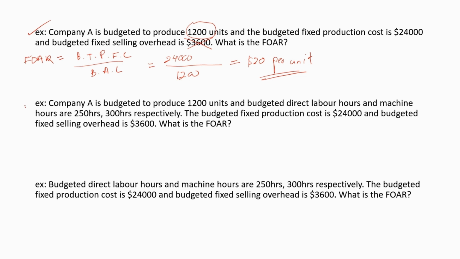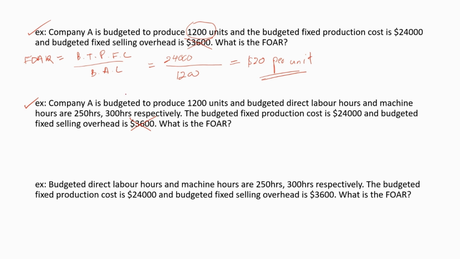Now let's do this example. Company A is budgeted to produce 1200 units, and budgeted direct labor hours and machine hours are 250 hours and 300 hours respectively. The budgeted fixed production cost is $24,000 and budgeted fixed selling overhead is 3,600. What is the FOAR? Now we know in order to calculate the FOAR, we do not consider the non-production costs. So this 3,600 is not relevant.